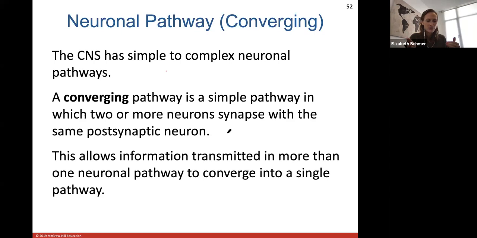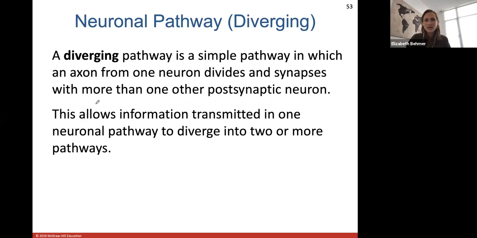So we'll talk about neuronal pathway converging. These are the pathways that your neurons take. Your central nervous system has simple to complex neuronal pathways. A converging pathway is a simple pathway in which 2 or more neurons synapse with the same postsynaptic neuron. If you have 2 neurons coming together, they might converge and synapse on 1 postsynaptic neuron. This allows information transmitted in more than 1 neuronal pathway to converge on a single pathway. A diverging pathway is a simple pathway in which an axon from 1 neuron synapses, or diverges, on more than 1 postsynaptic neuron. This allows information transmitted in 1 neural pathway to diverge into 2 or more.